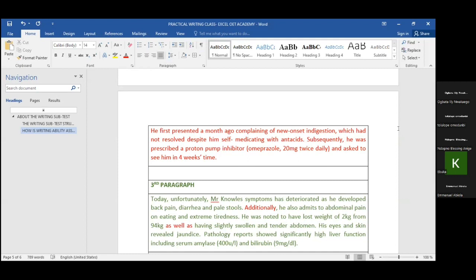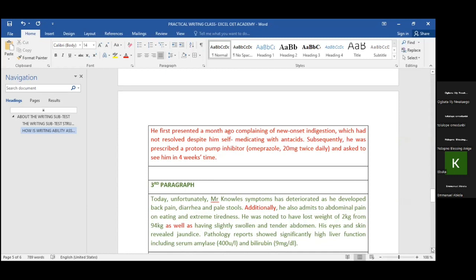So remember that in the case notes, they said he had yellow skin and yellow eyes. I just summarized it. I said his eyes and skin revealed jaundice. I mean, simple and that. Full stop. Pathology reports showed significantly high liver function, including, you can see I use including here, including serum amylase. I put the result in brackets. So you can put your result in brackets. And bilirubin, 9 milligram per dl. Okay? 9 milligram per dl. This is one way to write it.